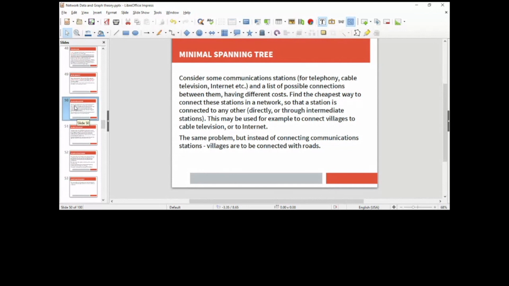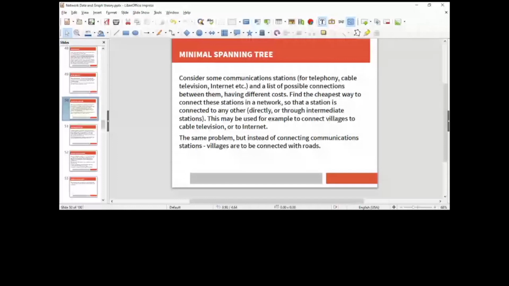Now, this is another powerful one. Consider communication stations and a list of possible connections between them, having different costs. Find the cheapest way to connect these stations in a network so that each station is connected to any other. This may be used, for example, to connect villages to cable TV or to the internet. So that's a powerful algorithm.